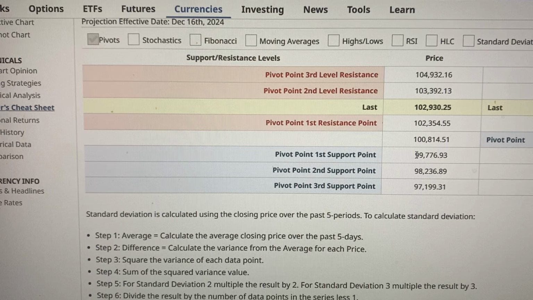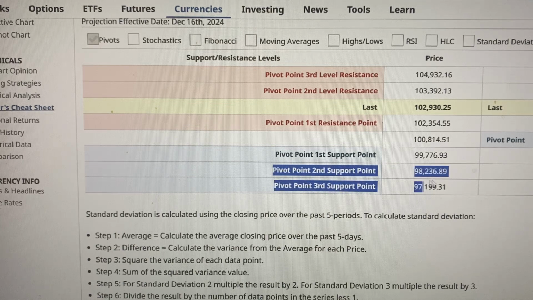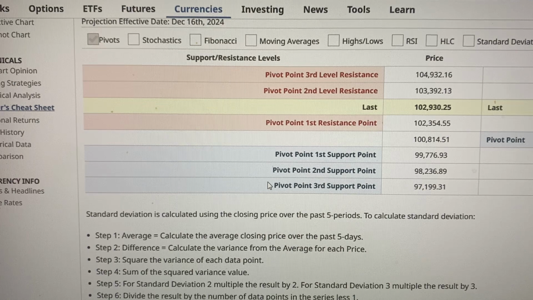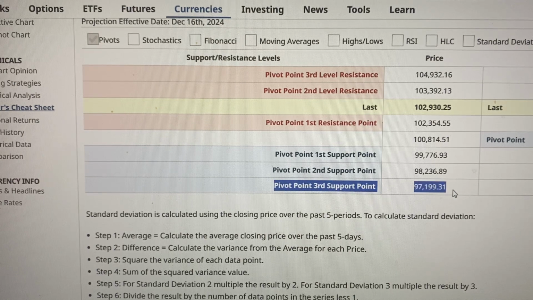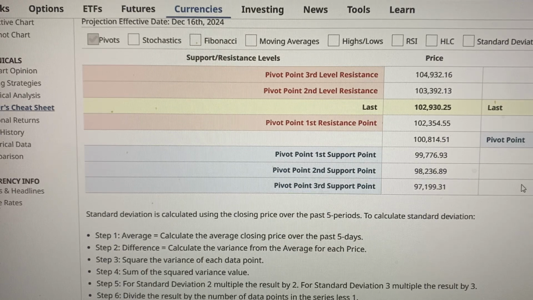See, that's a lower price. So I have a limit order to purchase 1 Bitcoin here at the pivot point, and 1 whole Bitcoin here at pivot point 1. Then this is a lower price here at support 2. So then I purchase 2 Bitcoin here at the second support point, and then I purchase 3 Bitcoin here at 97,199. Keep in mind these numbers, the pivot point and these numbers change every day because of the price action of markets.